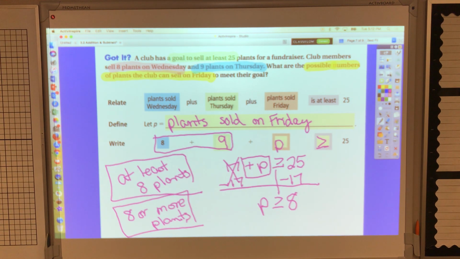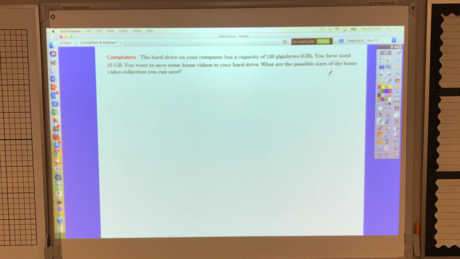One more. The hard drive on your computer has a capacity of 120 gigabytes. You have used 85 gigabytes. You want to save some home videos on your hard drive. What are the possible sizes of your home video collection you can save? So I'm going to again start by marking up that text. I'm looking for the possible sizes of home video collection that I can save.